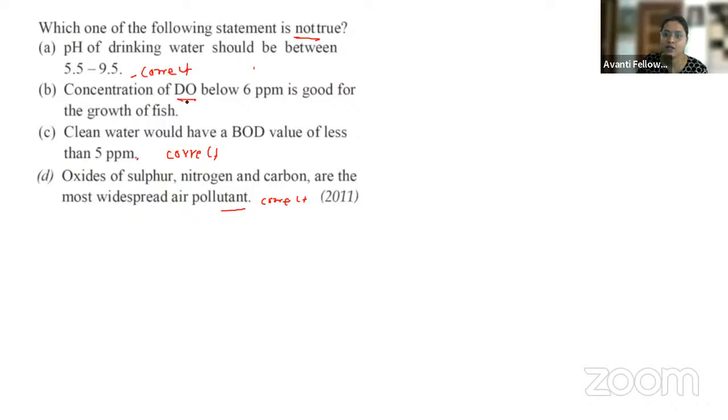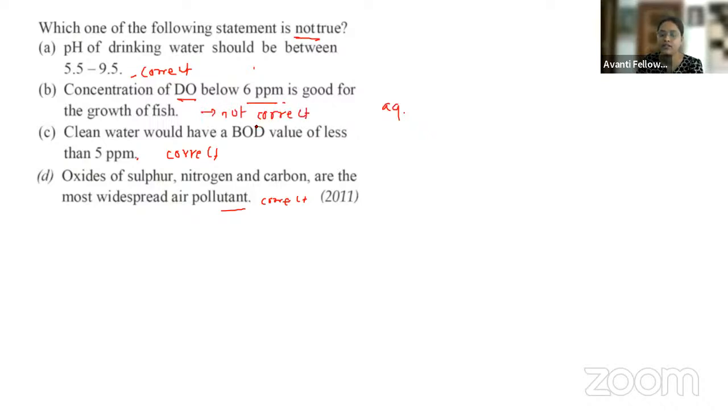Concentration of DO, that is dissolved oxygen, below 6 ppm is good for growth of fish. So यहाँ पे क्या है, डिजोल्व ऑक्सीजन का प्रमाण, डिजोल्व ऑक्सीजन की जो अमाउंट है वो कितनी होनी चाहिए, it should be more than 6 ppm for aquatic animals to survive. Okay, so that's why if dissolved oxygen concentration is less, it is not good. Okay, so this is not a correct statement, not correct.